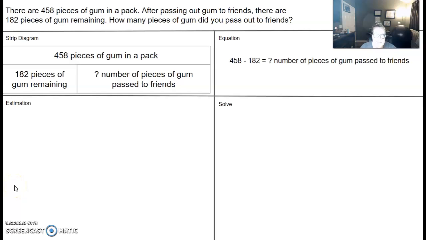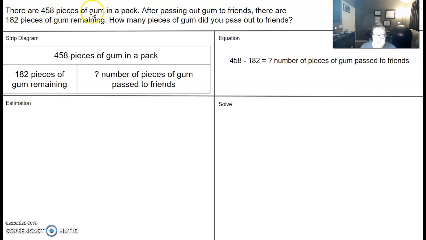Alright guys, today it's going to be your turn to actually estimate and solve each of the four problems from yesterday. So yesterday we had these four word problems and you had to create the strip diagram and the equation. So I went ahead and filled those two parts in. Today you're going to do the estimation and you're going to solve. So here's the first question.